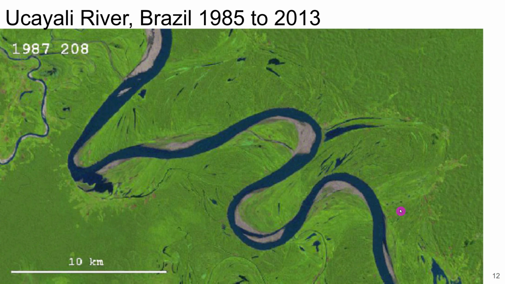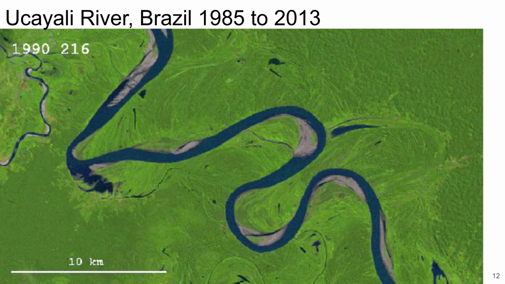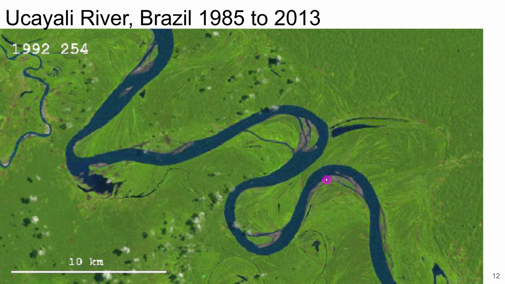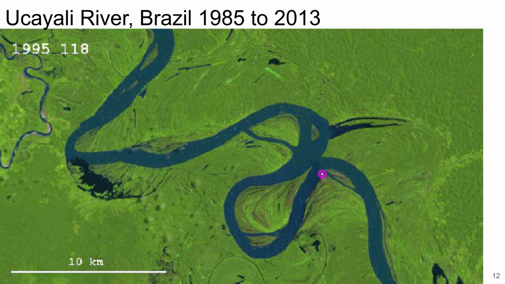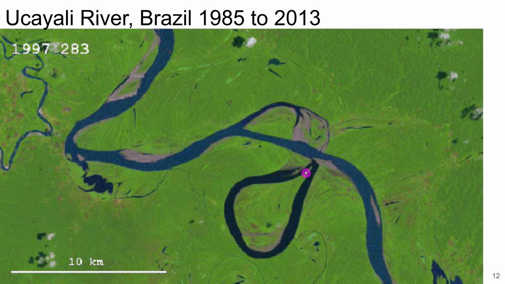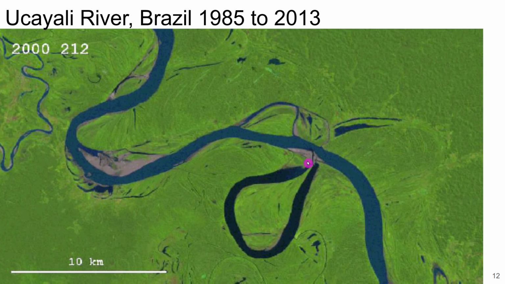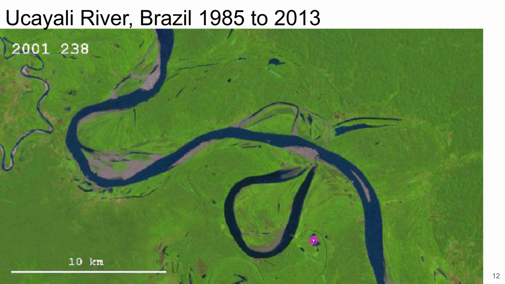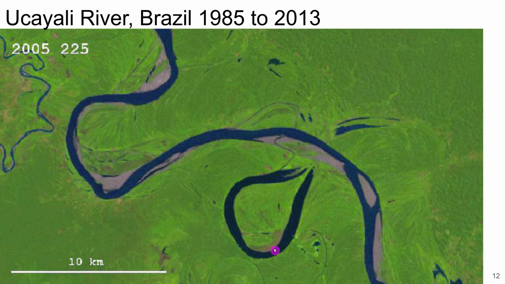And here we've got a time-lapse of the Ucayali River in Brazil from 1985 to 2013. So you can see there's point bars. The gray material is the material being deposited. There's a cutoff, and now the river flows through there. It's going to abandon this. This is going to become an oxbow lake when it's cut off. And then over time, it'll fill in with vegetation and become what's called a meander scar.